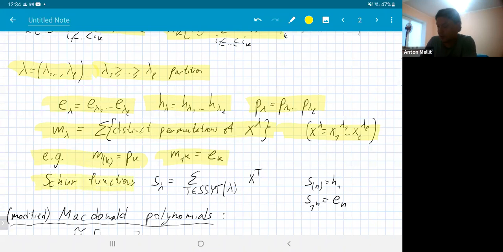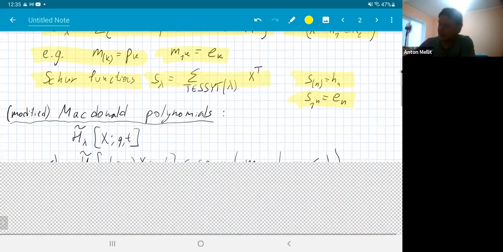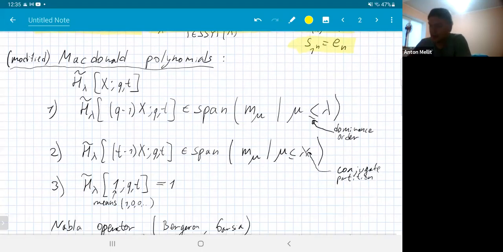Schur functions can be defined as a sum over semi-standard Young tableaux of shape lambda. And in particular, S with a single part is just a complete homogeneous function, and S with all ones is the elementary function. So standard, and I will talk about modified Macdonald polynomials.